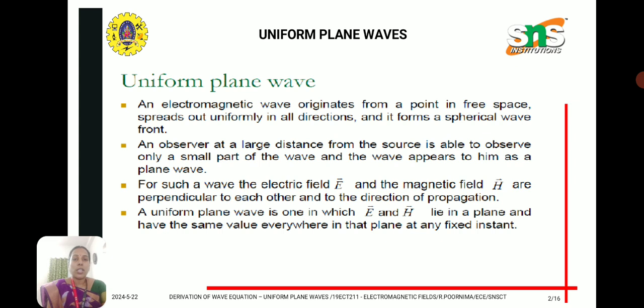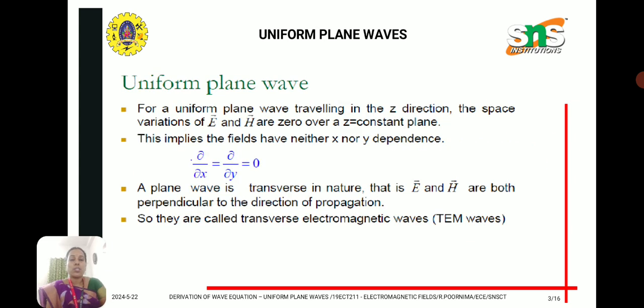For such a plane wave, the electric field and magnetic field are perpendicular to each other and to the direction of propagation. So the uniform plane wave is one in which E and H lie in a plane and have the same value everywhere in that plane at any fixed instant. For a uniform plane wave traveling in the z direction, the space variations of E and H are zero over a z constant plane.